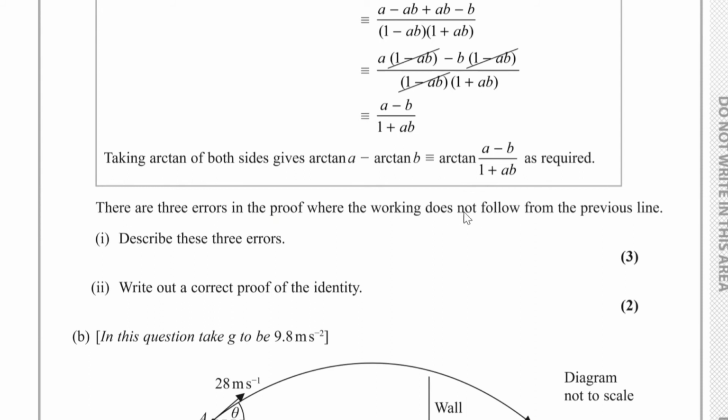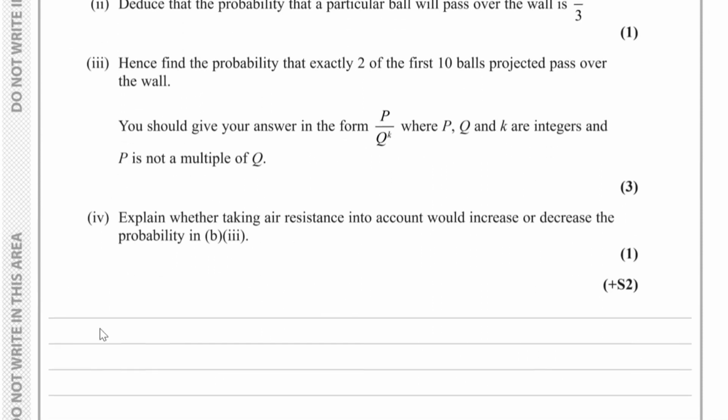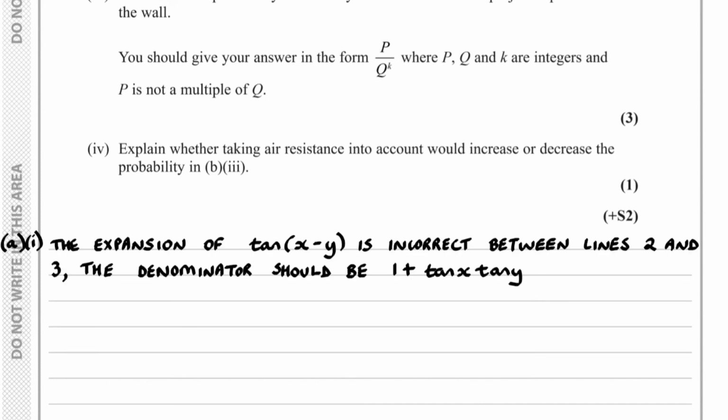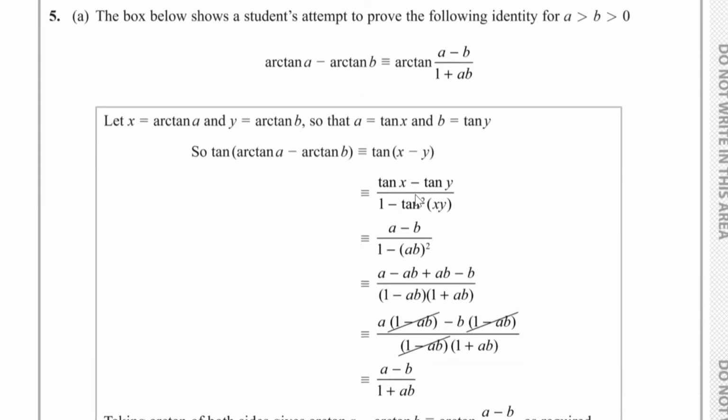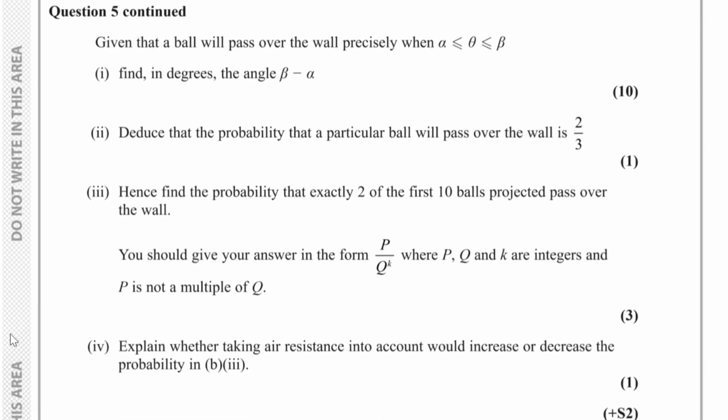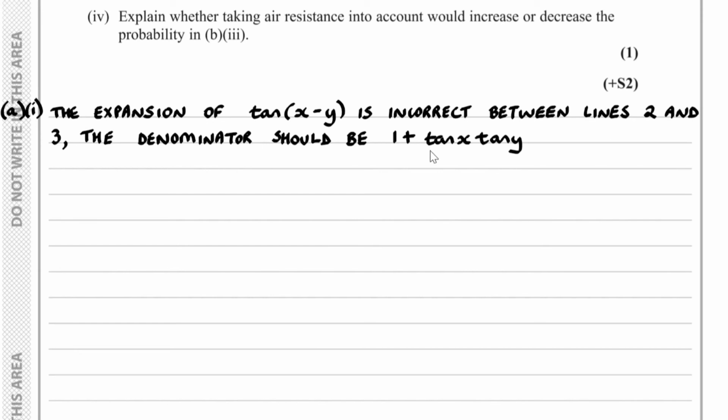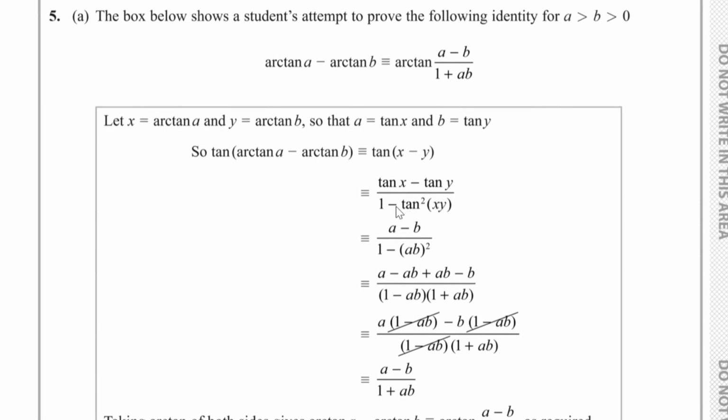where the working does not follow the previous line. We have to describe the 3 errors. Well, first of all, the expansion of tan of x minus y is incorrect between lines 2 and 3. Going back, what we should have, for the denominator, it should be 1 plus tan x times tan y, not the minus.